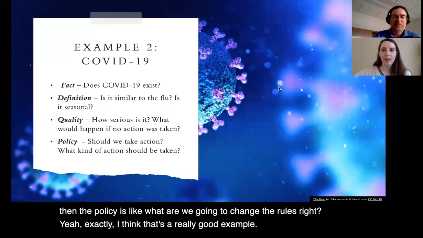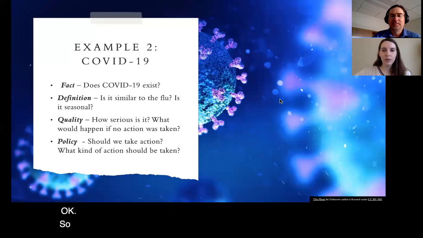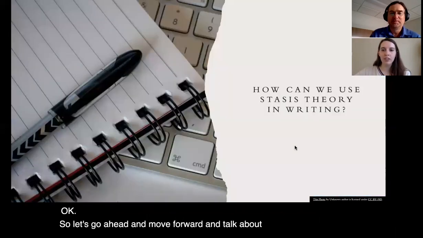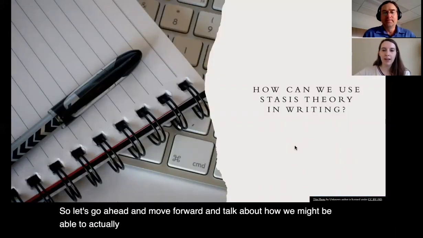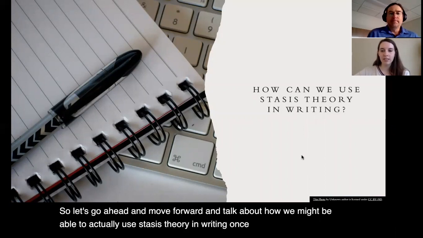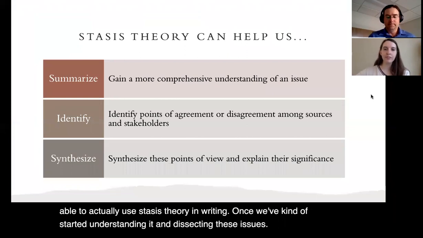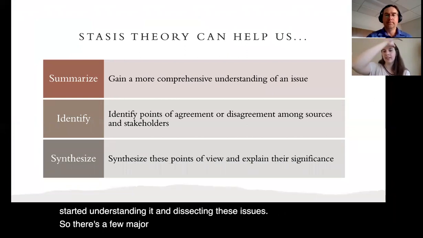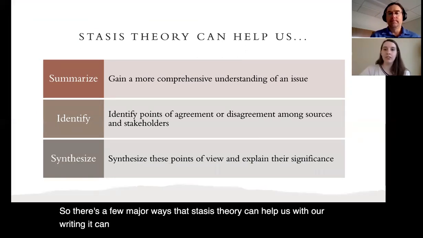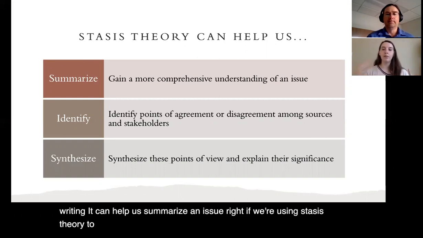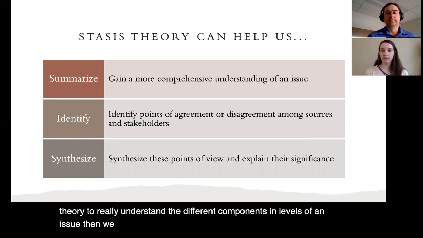Okay, thank you. Well, let's go ahead and move forward and talk about how we might be able to actually use stasis theory in writing once we've started understanding it and dissecting these issues. There's a few major ways that stasis theory can help us with our writing. It can help us summarize an issue, right? If we're using stasis theory to really understand the different components and levels of an issue, then we can summarize it a lot better, right? Because we'll understand it more deeply.